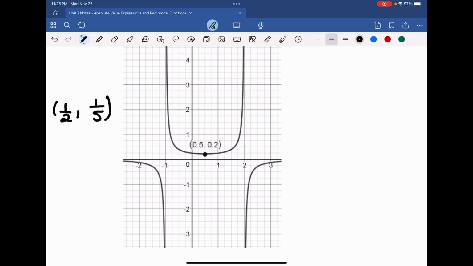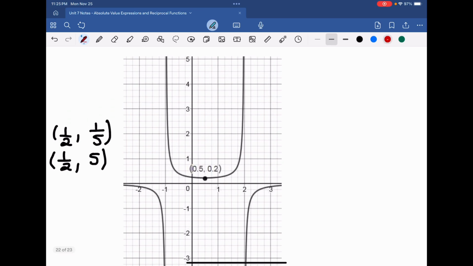Now, if I take the reciprocal of that point, the x will stay the same, but my y value is going to become 5. So let's make sure we plot that in red here. I'm going to go up to 5, where x equals 1/2, and that's going to put me right here.